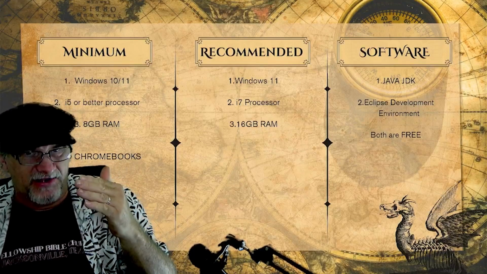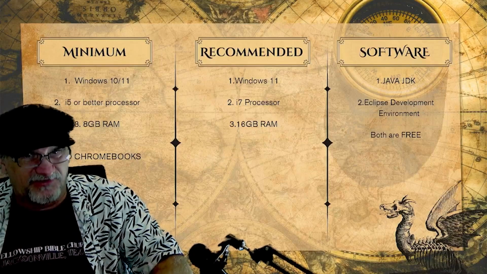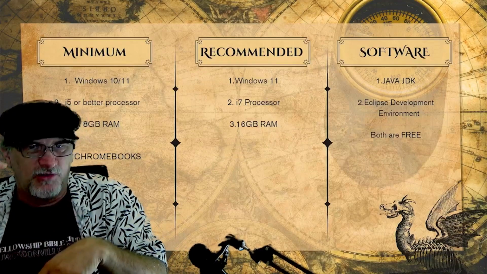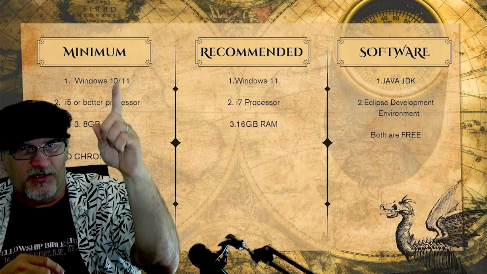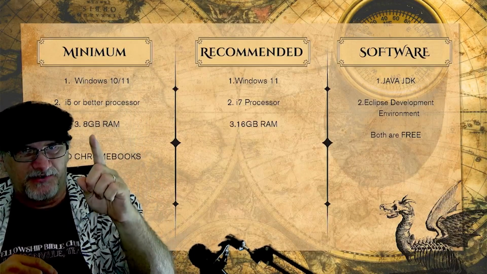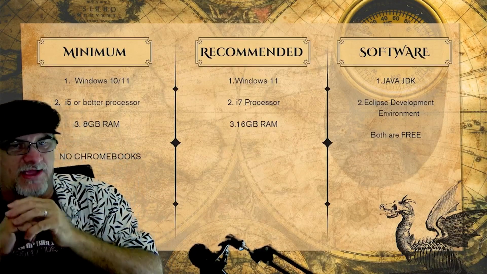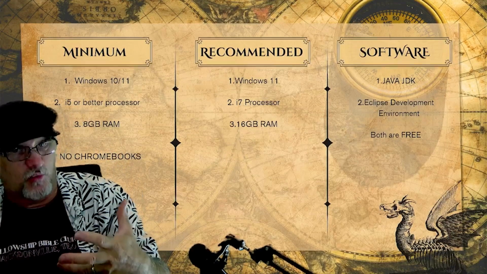i5 or better. i3, you stay away from that, or the Pentium and Celeron. So once again, newer computer, make sure it's running Windows 10 or 11, i5 or better, and we want at least 8 gig of RAM. RAM's going to control how much you can run at one time.